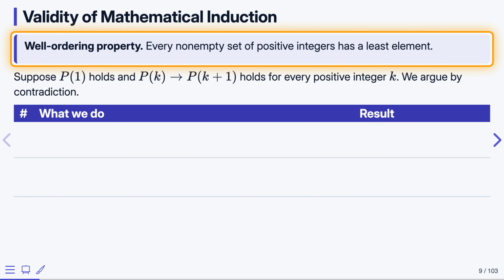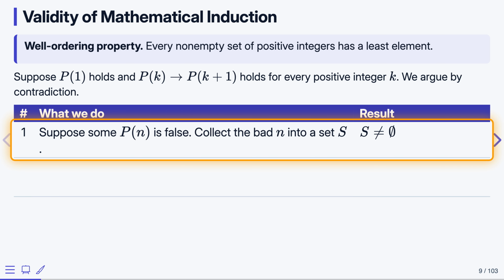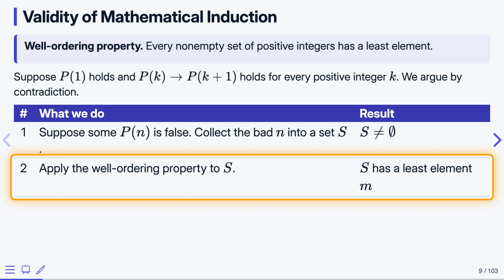Why is induction correct? It rests on the well-ordering property. That property says every set of positive whole numbers that is not empty has a smallest element. Step 1. Suppose induction fails. Then P(n) is false for some n. Collect every such bad n into a set S, and this set is not empty. Step 2. Apply the well-ordering property to S, so S has a smallest element. Call it m.